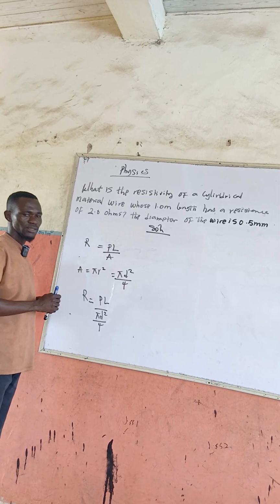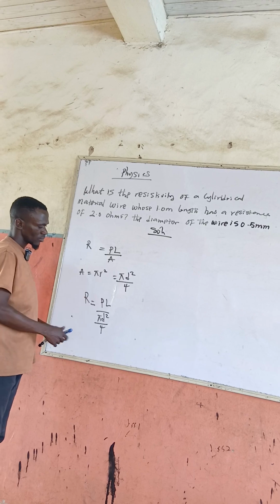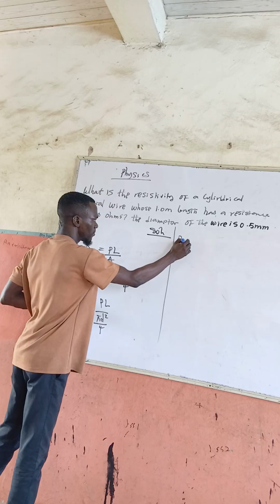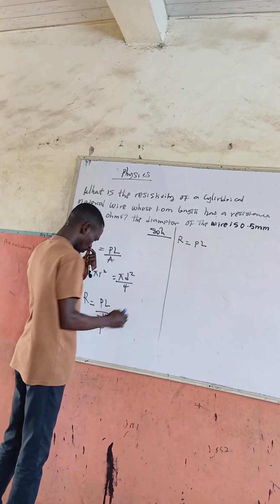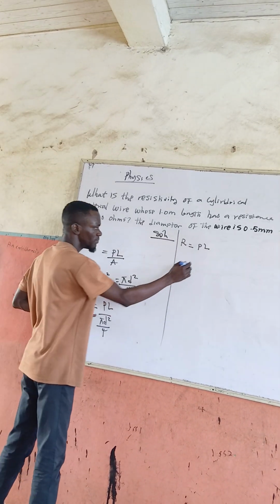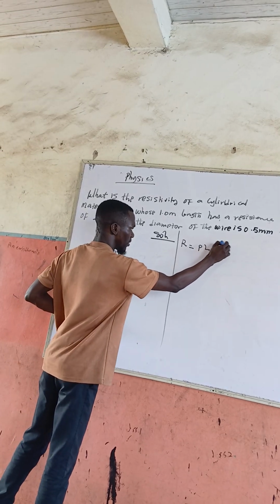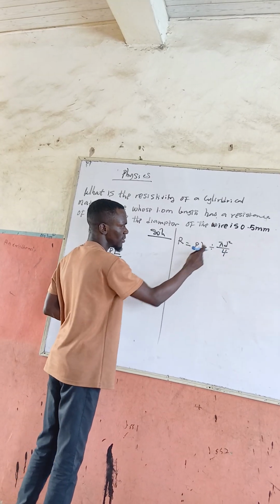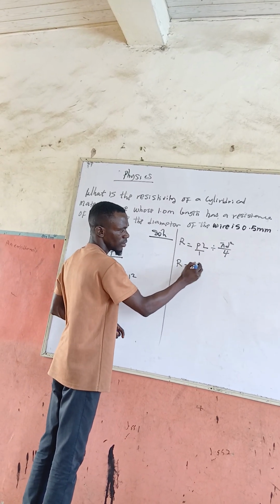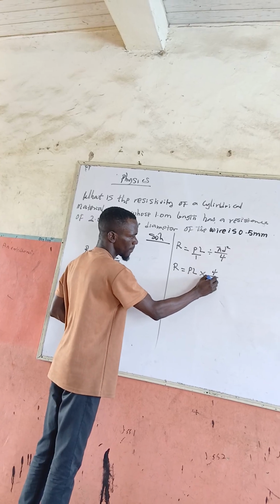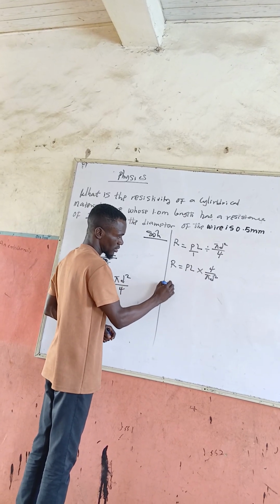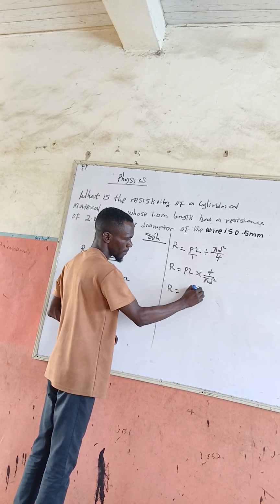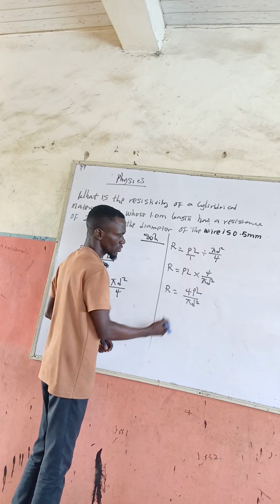Now we have to find the resistivity, which is this rho here. Let's make it the subject of the formula. So we have resistance equals resistivity times length, divided by pi d squared over 4. When you flip this fraction, the division changes to multiplication, so resistance equals 4 rho L over pi d squared. We break it down to this aspect now.